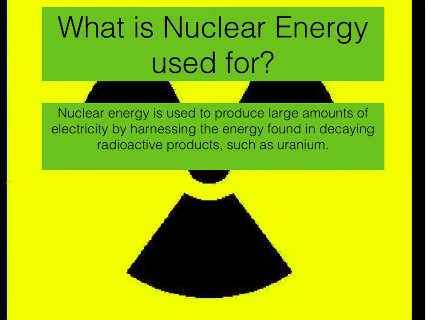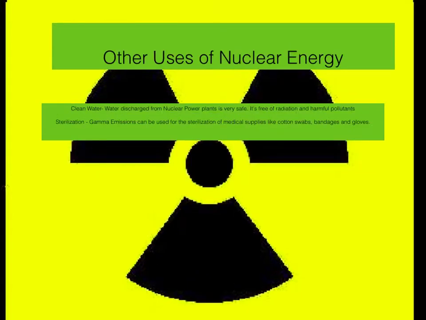So what is nuclear energy used for? Nuclear energy is used to produce large amounts of electricity by harnessing the energy found in decaying radioactive products, such as uranium. Nuclear energy also has other uses. For example, clean water can be produced from nuclear energy. The water discharged from nuclear power plants is very safe. It's free of radiation and harmful pollutants.